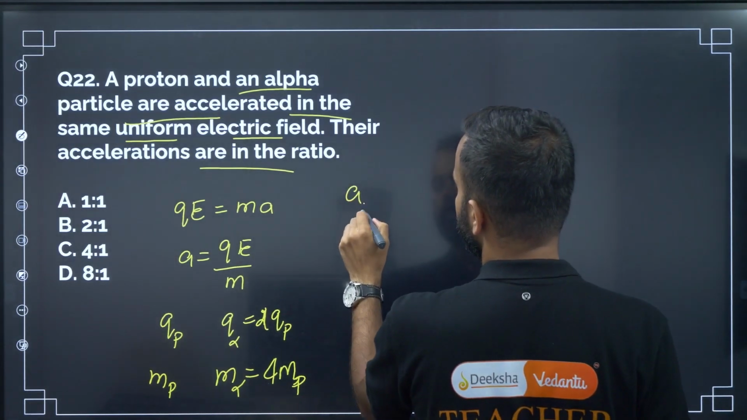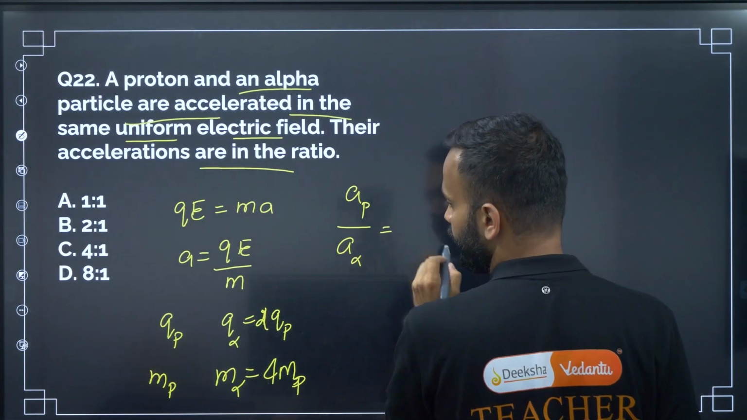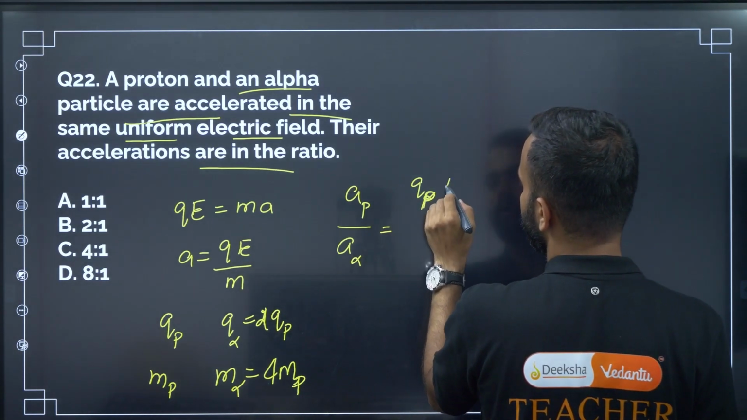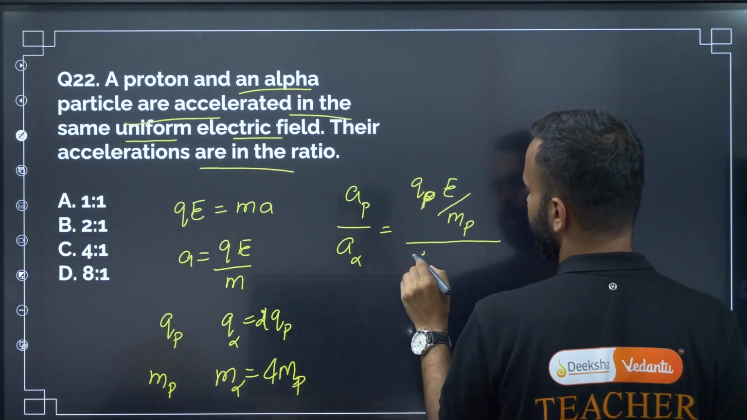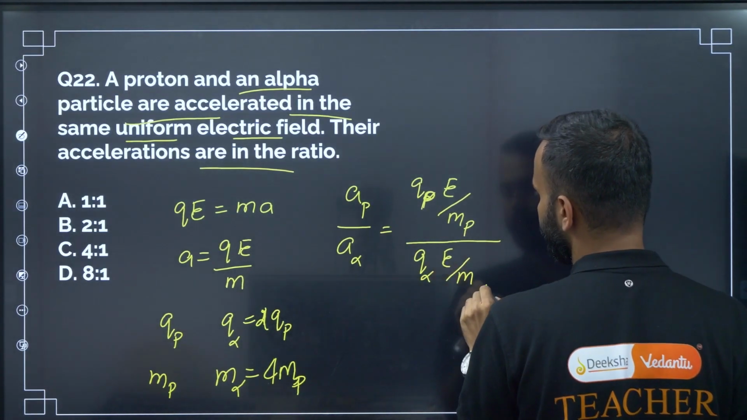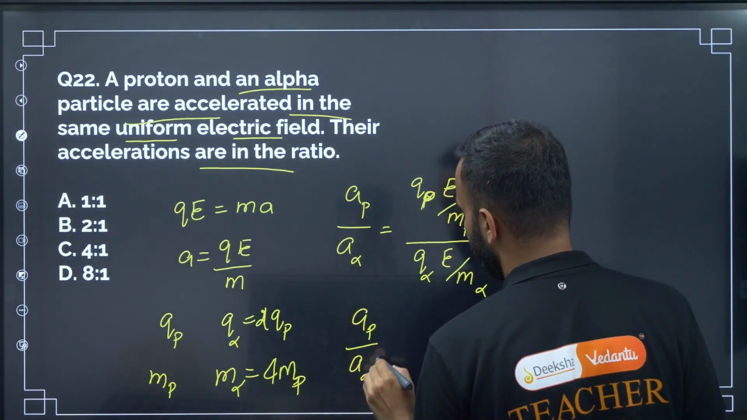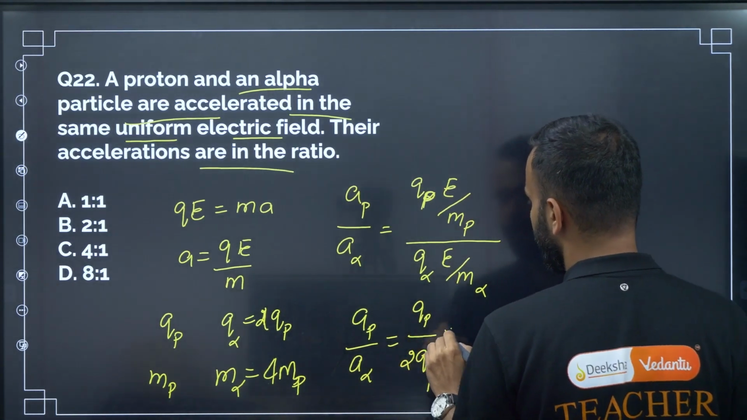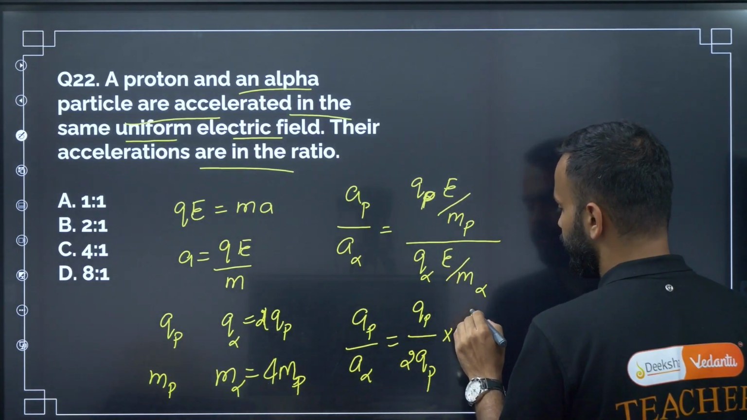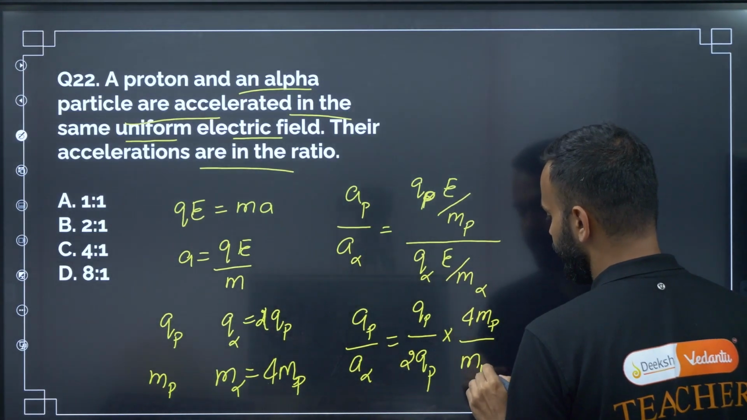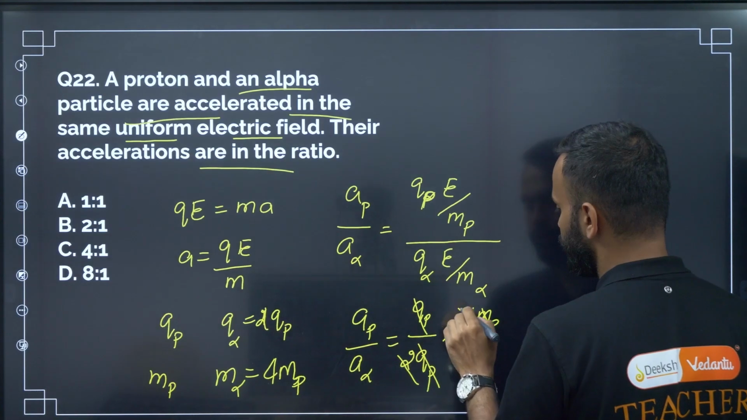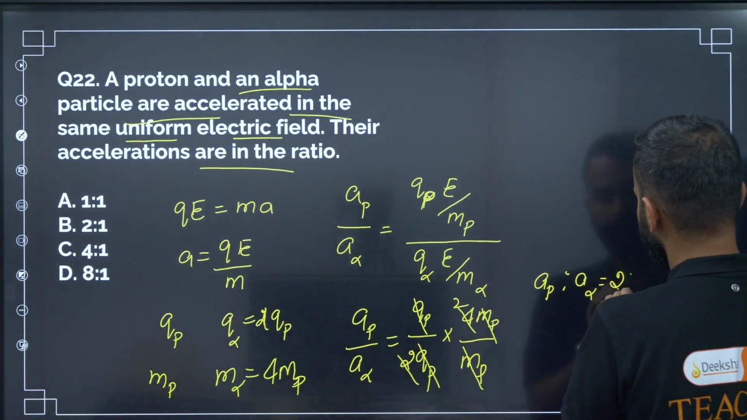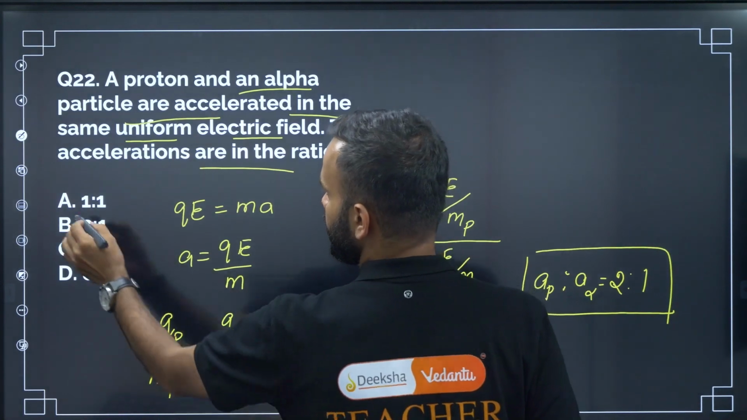Now we need to find the ratio of the acceleration of the proton to the acceleration of the alpha particle, which is Qp E divided by Mp, whole divided by Q alpha E divided by M alpha. So Ap divided by A alpha is equal to Qp divided by Q alpha, which is 2 times Qp, into M alpha divided by Mp, M alpha being 4 times Mp. So Mp and Qp get cancelled. 2 2s are 4, so the ratio Ap is to A alpha is 2 is to 1. So the correct option is B.